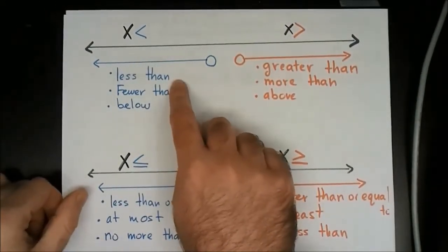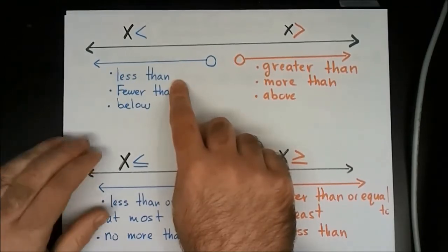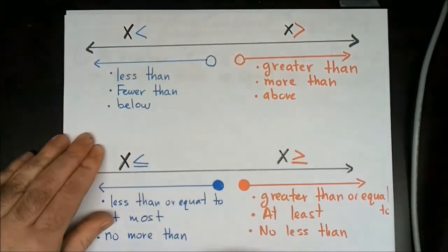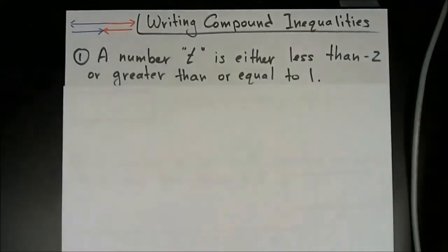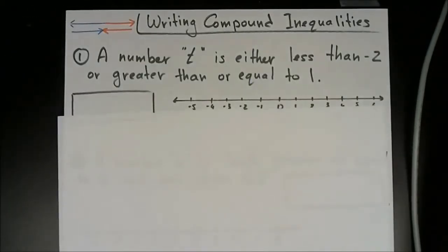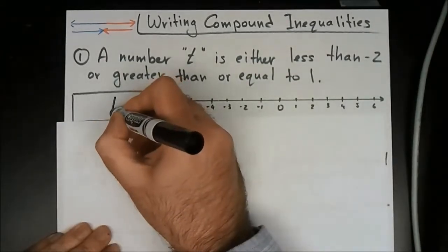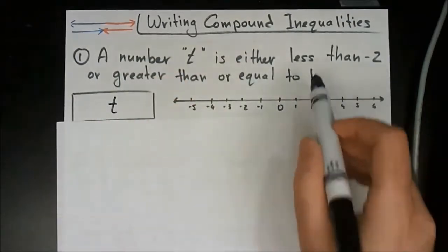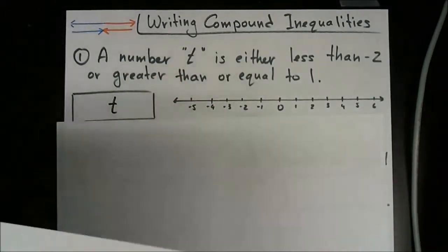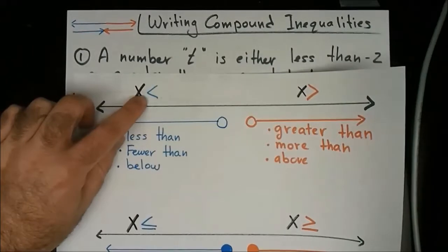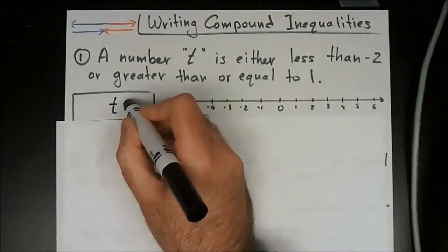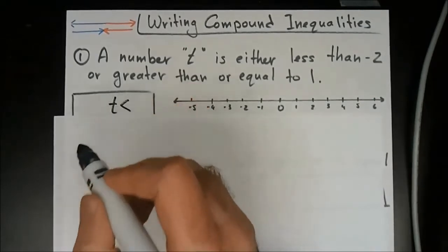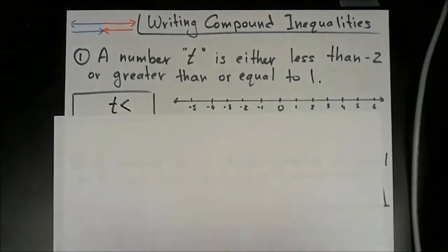Less than, that means I'm going to have the alligator symbol pointing its sharp end at the variable. So here I have some room. Let's go ahead and do that. My variable is t. And because I have less than, the sharp part is going to point towards the variable. Okay, but we're not done here.